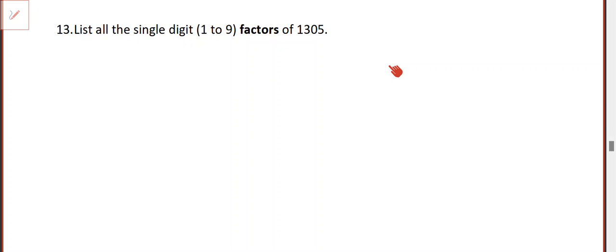Right. This one, guys, this was a nice, unfamiliar problem. You know what factors are? Factors divide into the number exactly. So list all of them, only 1 to 9. So all we have to do is go through 1 to 9 and see if they divide into 1,305. And you would have found out that 1 does, 1 is everything. 3 does, 5 does, and 9 does.